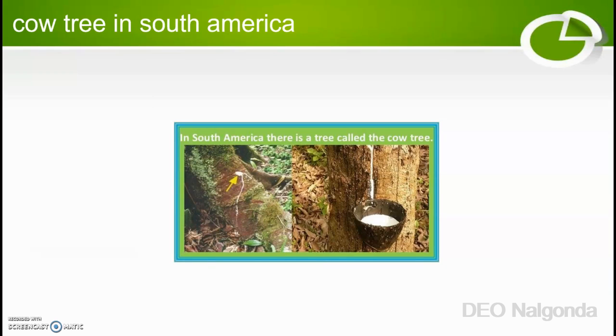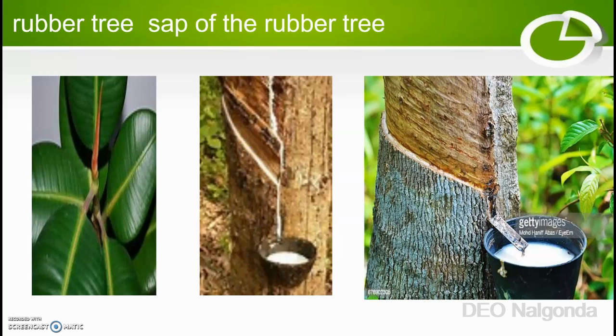And now we are talking about a famous tree in South America. This tree is called a cow tree, and people drink the sap of this tree instead of milk. As you know, the sap of this tree is less expensive than milk.